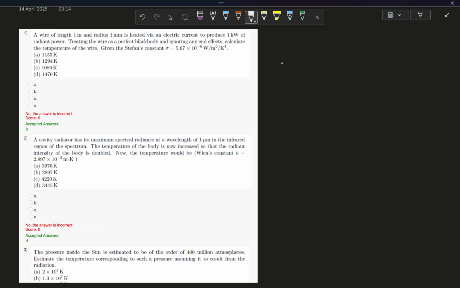In the question, there is a wire that you have to treat like a perfect black body, and the wire's length and radius are given to you, and also the radiant power it produces, that means how much energy per unit time it is producing when heated by the electric current. That energy of radiation per time is the radiant power, which is 1 kilowatt. The Stefan-Boltzmann constant sigma is given, so you have to calculate the temperature of the wire.